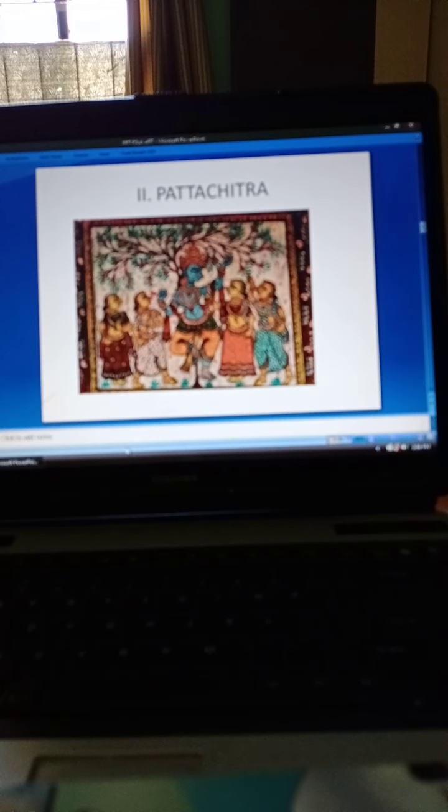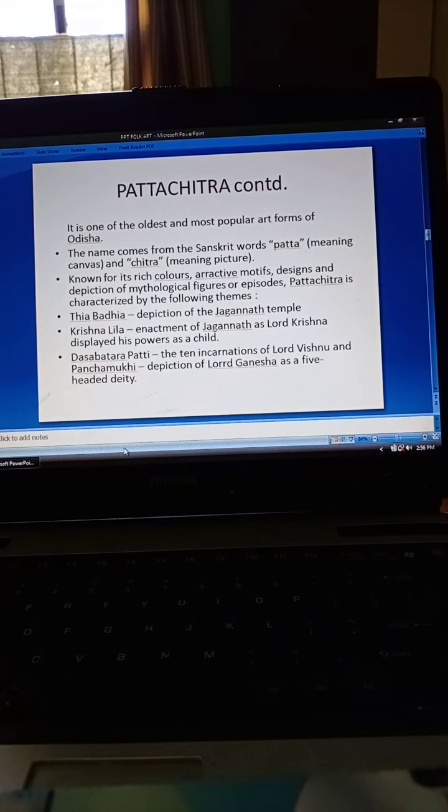Next, we have Pattachitra. Have a look at it for 2 seconds. Pattachitra, which is very common in Orissa. It is one of the oldest and most popular art forms of Orissa. The name comes from the Sanskrit words patta meaning canvas and chitra meaning picture. So it is picture made on canvas.